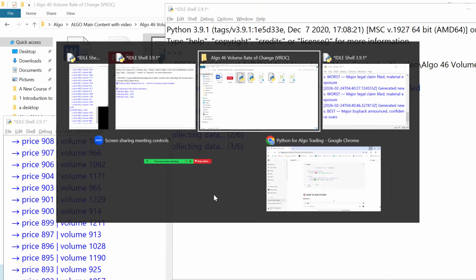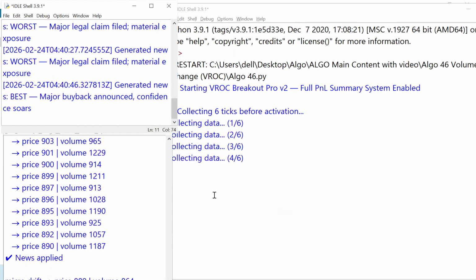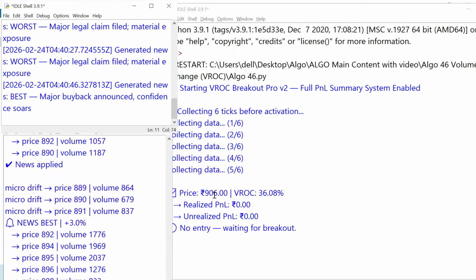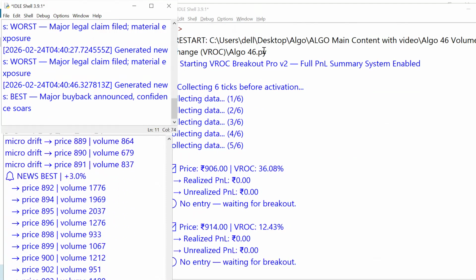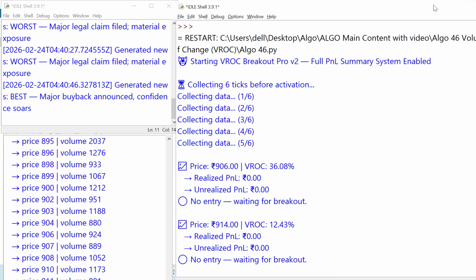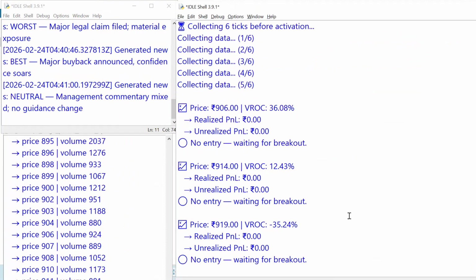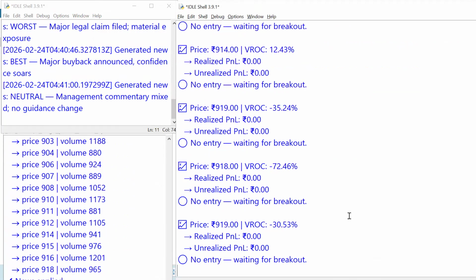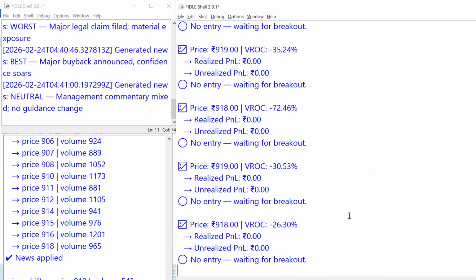Okay, this is the first window. This is the second window. Okay, the positive news has come. Okay, best news has come. Okay, VROC has been calculated. VROC is very low, so it waits for the price to break down or break up. Otherwise, it is not going to trade until the price either breaks up or breaks down.